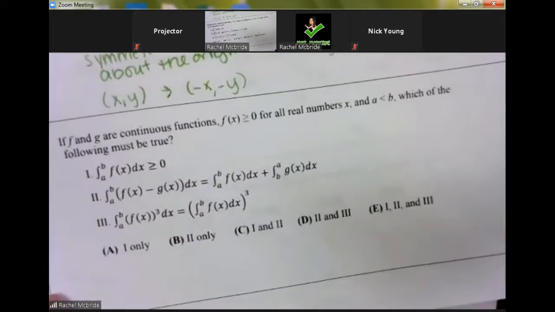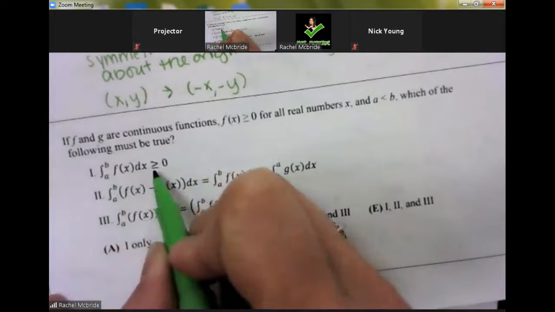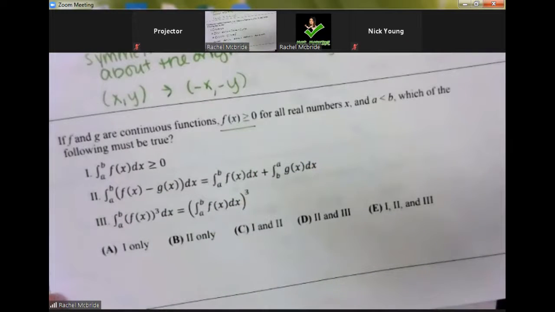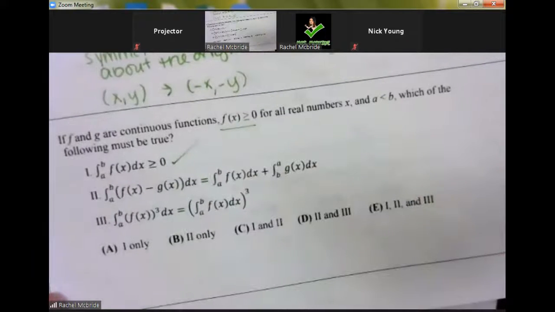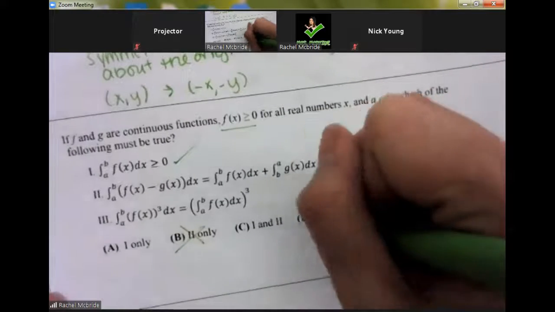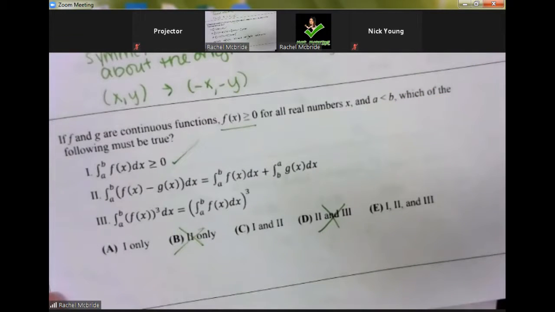And 7, if f and g are continuous for all real numbers x and a is less than b, which of the following must be true? Well, from a to b of f of x dx is greater than or equal to 0. If the function is always equal to 0, then the area has to be equal to a number greater than or equal to 0. So 1 is true. So we automatically eliminate B and D. So now you're down to like a 33% shot of getting this correct.